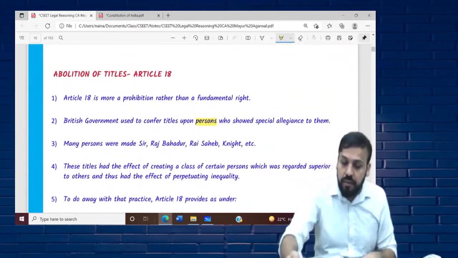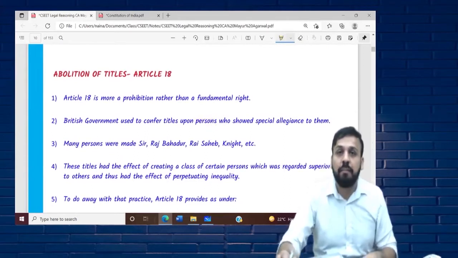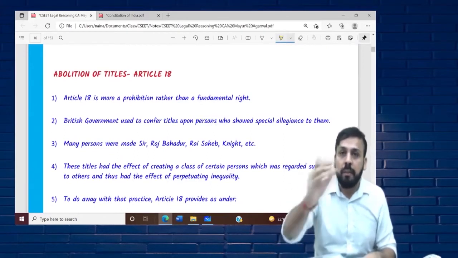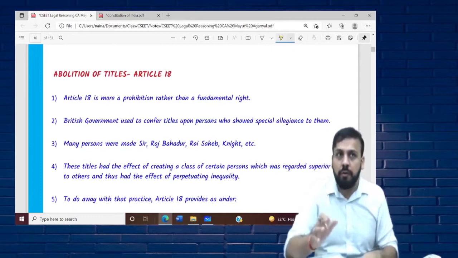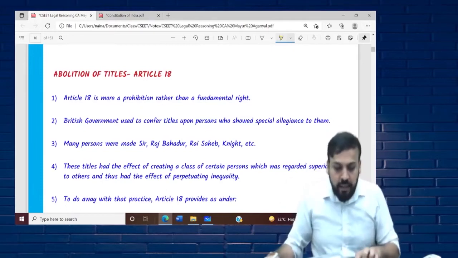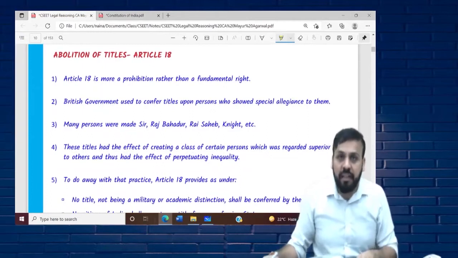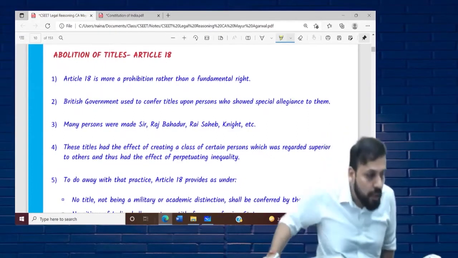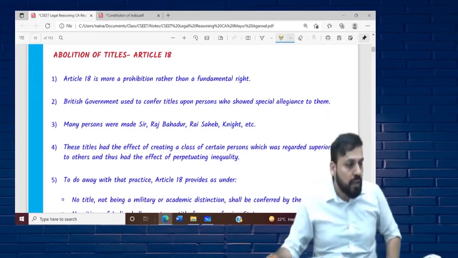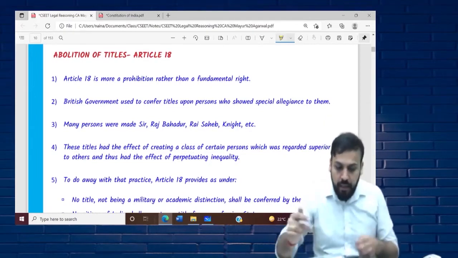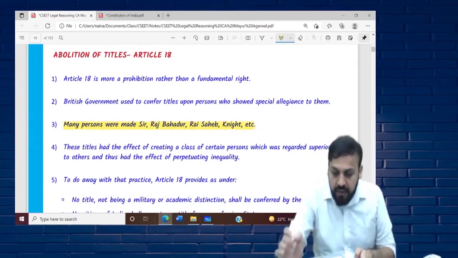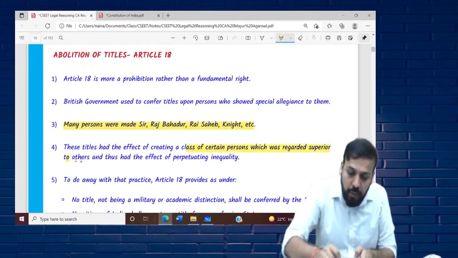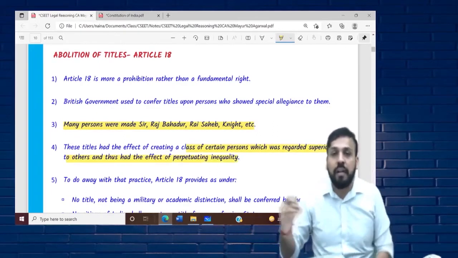Abolition of titles. What do you mean by titles? Means Raja Sahib, discrimination among people. Britishers did the same. They gave various titles to king, queen, and a few other people, and differences were created in the society. Such things are not allowed. Any British title, any foreign title cannot be used in India just to create a differentiation among society. Many people were called Sir, Raja, Raj Bahadur, Rai Sahib, etc. These titles try to create a certain class of persons regarded as superior, and will not be allowed. It will create inequality.